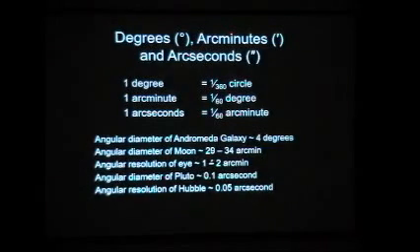The angular diameter of the moon varies between 29 and 34 arc minutes. So 34 would be like a supermoon, and then 29 is when it is a little bit further away from us.